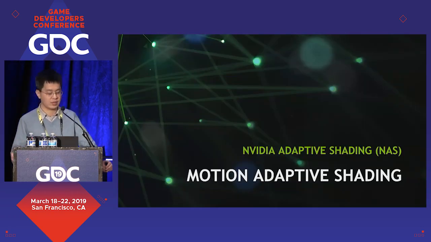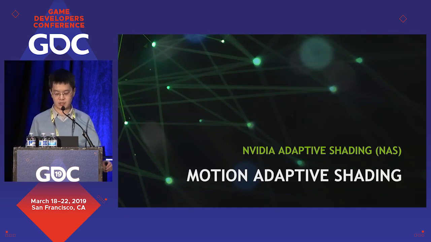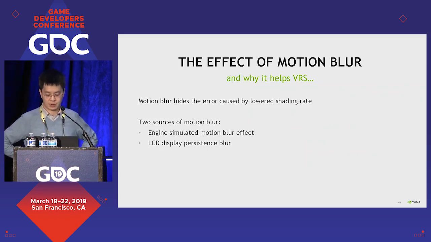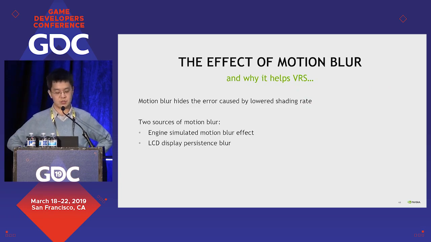This is how content adaptive shading works. Now let's look at the motion adaptive shading. The theory behind motion adaptive shading is that the motion blur can help hide some of the error introduced by VRS. There are two common sources of motion blur.